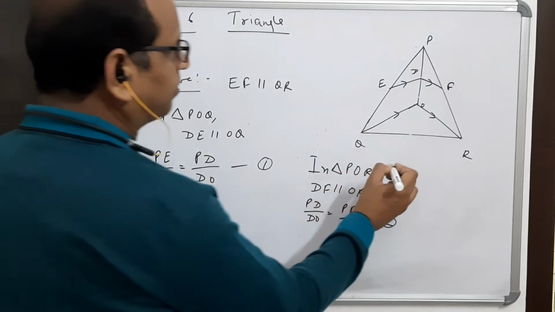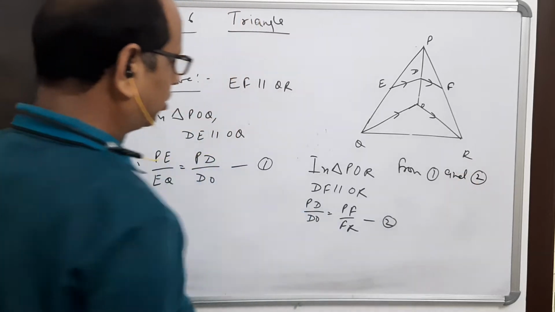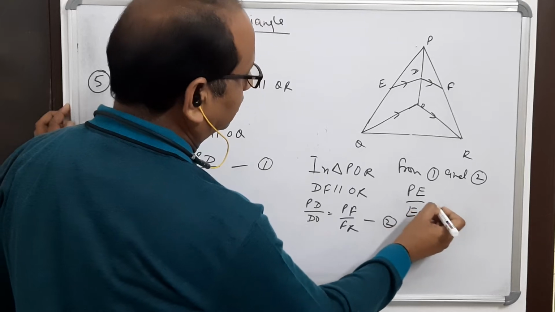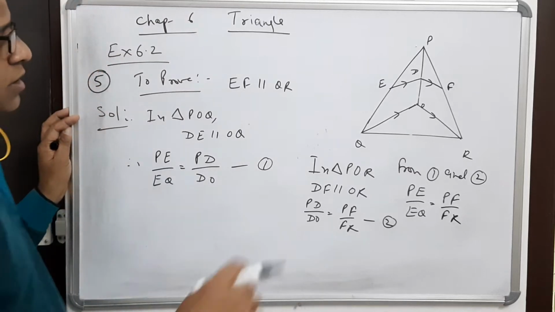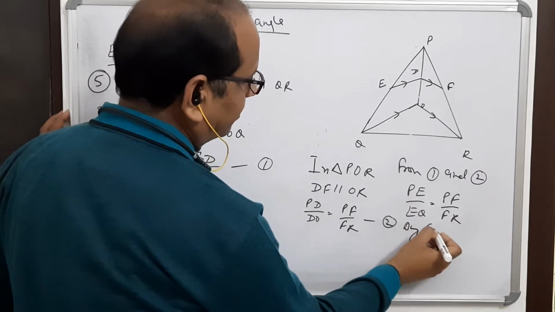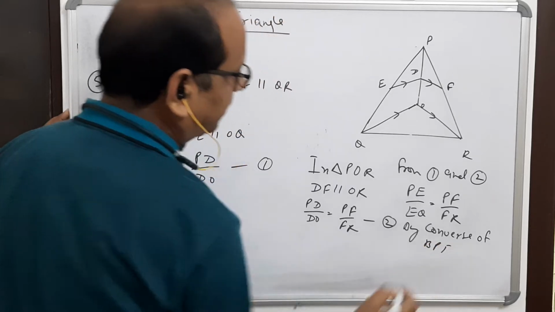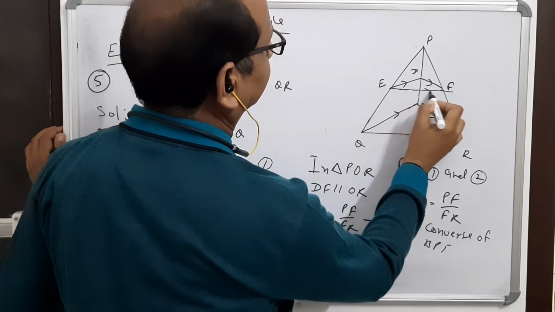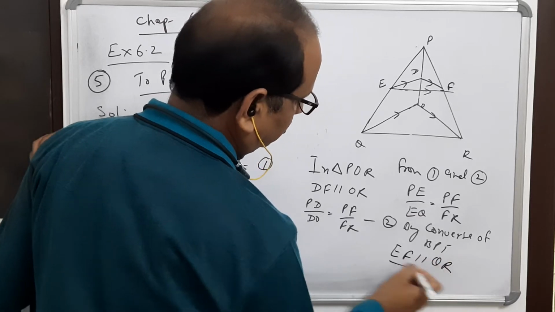So from 1 and 2, what you will find? You will find that PE upon EQ is equal to PF upon FR. See, this part upon this part equals this part upon this part. So by converse of BPT, what you will find? You will find that this line, that is EF, is parallel to QR.